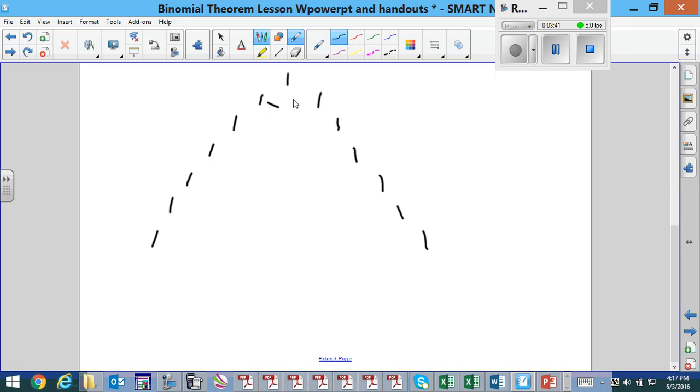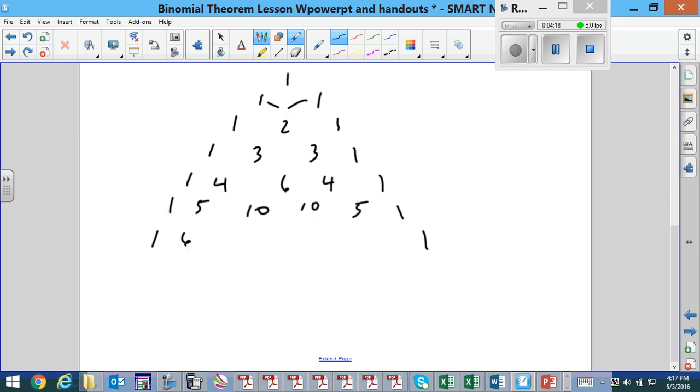These two come together, they form a 2. These two come together to form 3, and these two come together to form 3. These two make 4. These two make 6. These two make 4. There's symmetry down the first half. 1 and 4 come together to make 5. 4 and 6 come together to make 10. 6 and 4 come together to make 10. 4 and 1 come together to make 5.